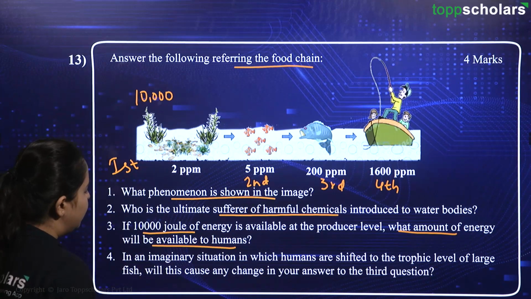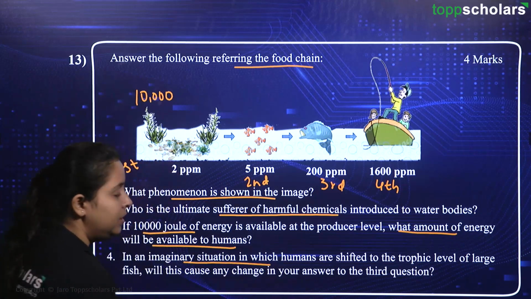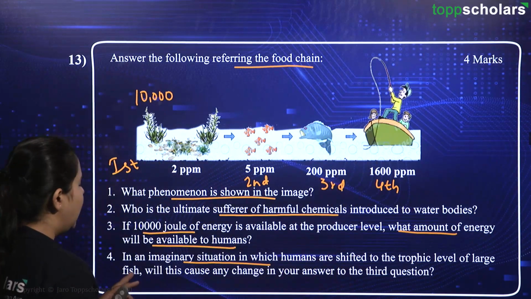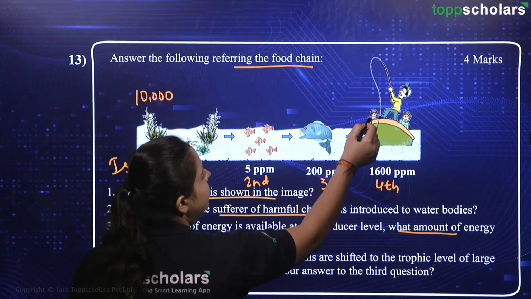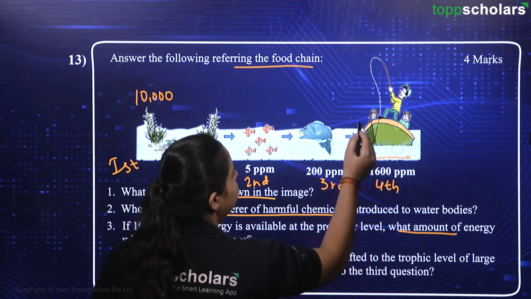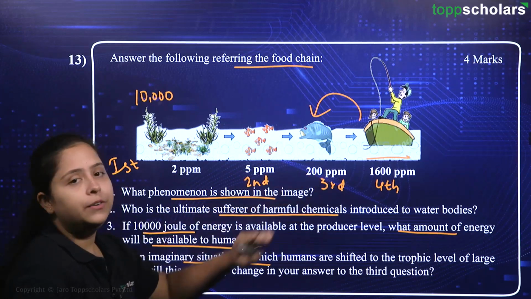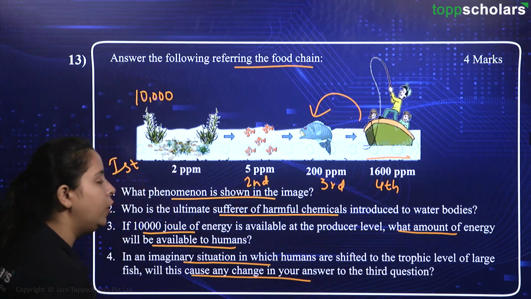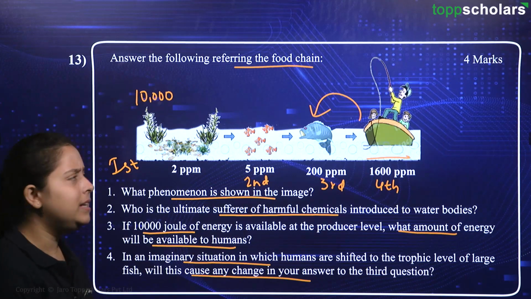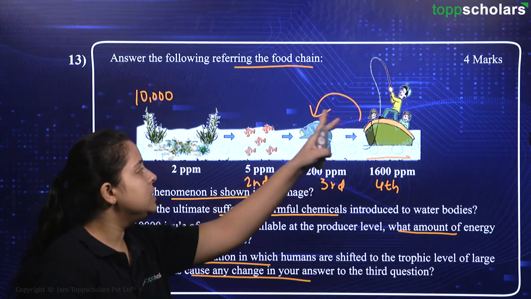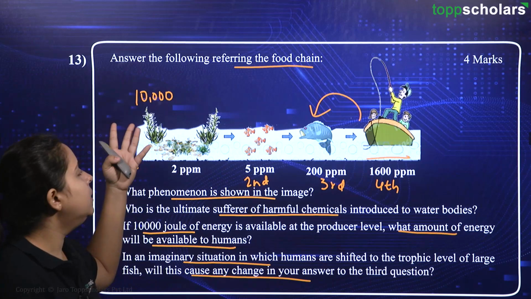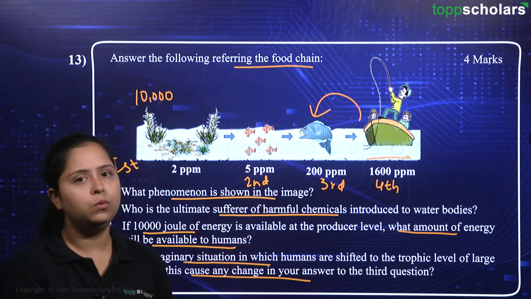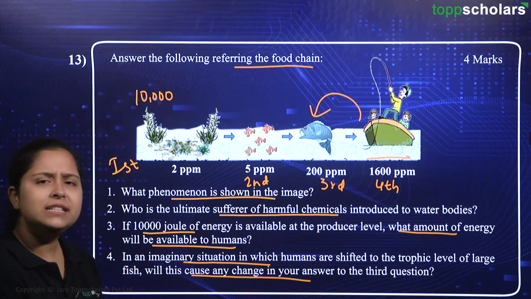Going ahead to the fourth part, in an imaginary situation in which humans are shifted to the trophic level of large fish, these humans are replaced from over here and become members of the third trophic level. In that situation, will this cause any change in your answer to the third question? That means if we replace the humans with this large fish, what will be the amount of energy present for human beings in this case? I hope the questions are clear to you.